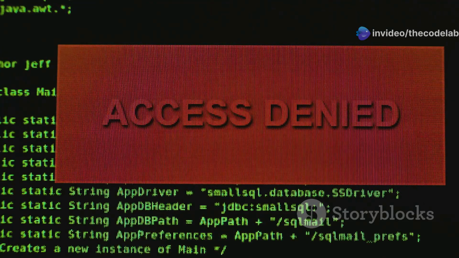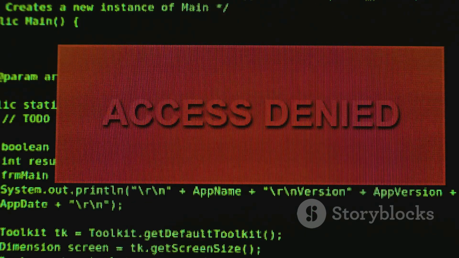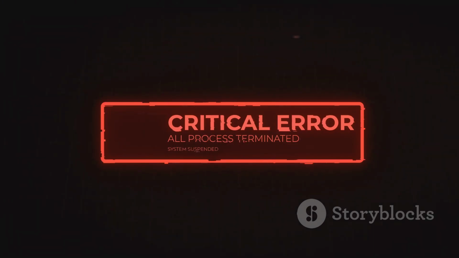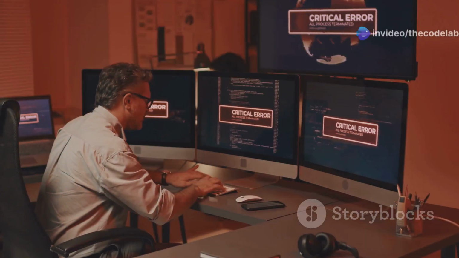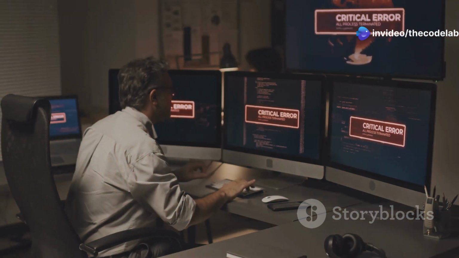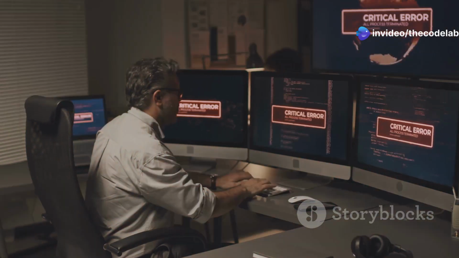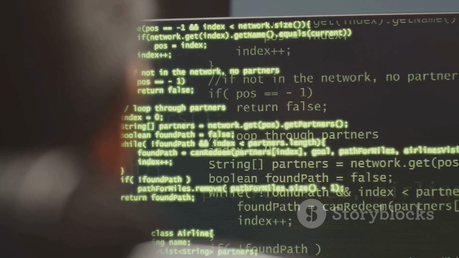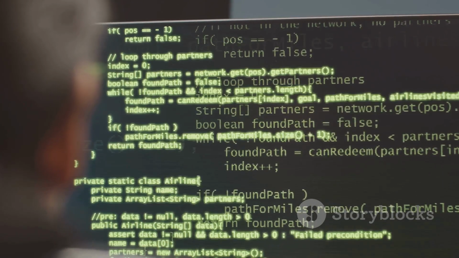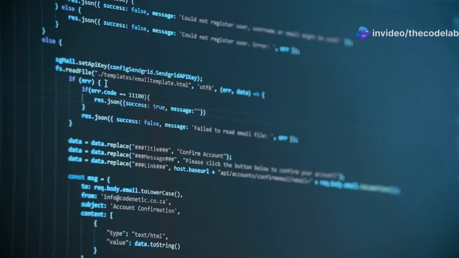Failing to account for these unusual cases can lead to a cascade of problems, from minor glitches to complete system failures. A seemingly insignificant oversight, like not accounting for an empty input, can snowball into a critical vulnerability, compromising data integrity or even bringing down an entire application. This is why recognizing and addressing edge cases is not just a good practice. It's an absolute necessity for writing robust and reliable software.